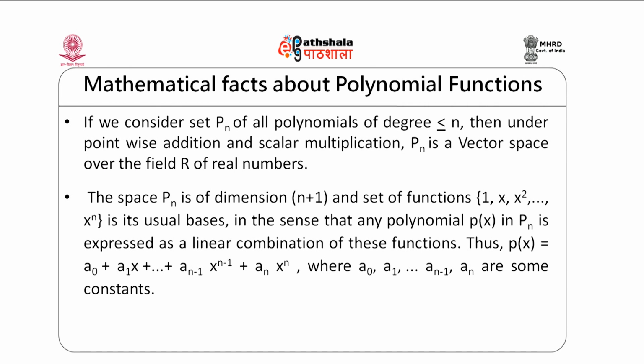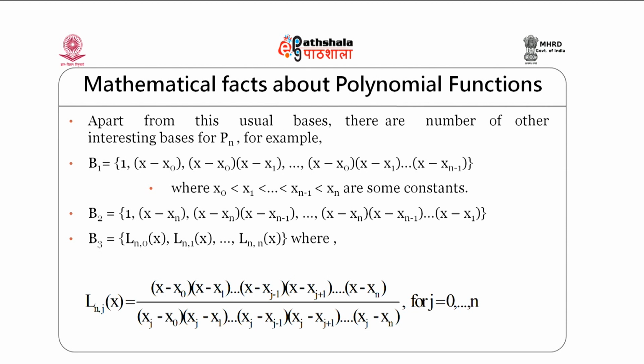Each individual is a function: 1 is the constant function 1, x is the function f of x equal to x, x square and so on and so forth. All these functions form its usual basis. So, usually P n we consider in the form of a 0 expansion, that is with respect to this particular basis, in the sense that the polynomial p x in P n is expressed as a linear combination of these functions, and thus we get p x equal to a 0 plus a 1 x plus up to a n x raised to n, where a 0, a 1, a 2, a 3, a n are all some real constants.